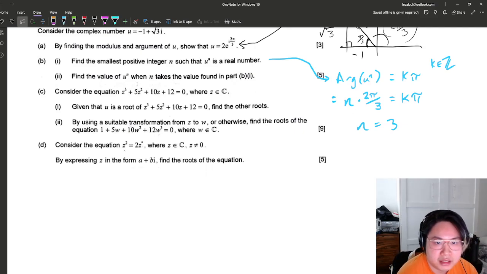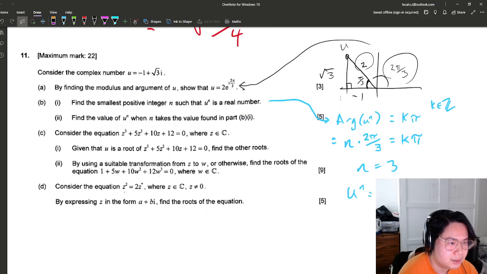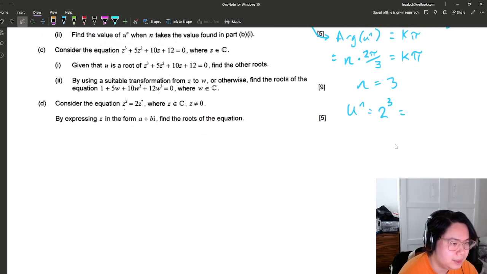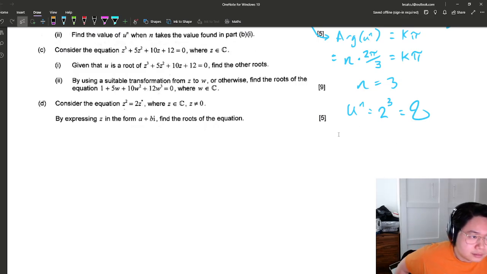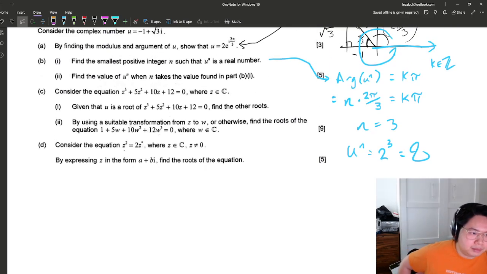Nice. Okay, find the value of un. So if you raise it to the power 3, then un is basically 2 to the power 3, and then the argument, is it a negative 2 or a positive? Wait, hold on. If n is 3, then my angle's 2 pi, right? So I'm a positive number. Okay. So my argument's 2 pi, which means that I just raise the modulus to the power 3, and I get positive 8. Okay, not bad, not bad.